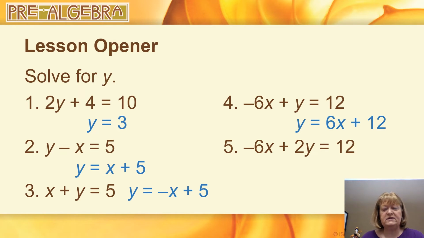y equals 6x plus 12. Again, watch those negative signs. Don't let them scare you. Remember, you're adding 6x to both sides. All right, and there we go. There's your lesson opener, solving for y. If you can solve for y, this is going to be an easy lesson for you today.